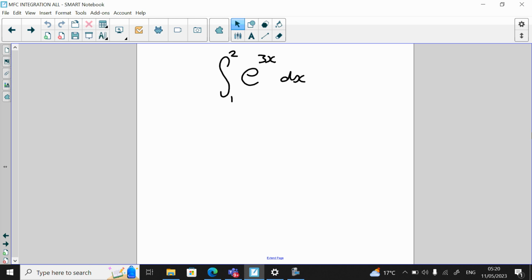Okay, we've got a definite integral here. So it's e to the ax plus b. B is 0, so there's nothing after the 3x. That's fine. So we know the 3 is going to get involved. So when we integrate that, it's going to be 1 over 3. Bring back the original exponential function. Let's bracket this up, because we have limits here, 2 and 1, top and bottom.